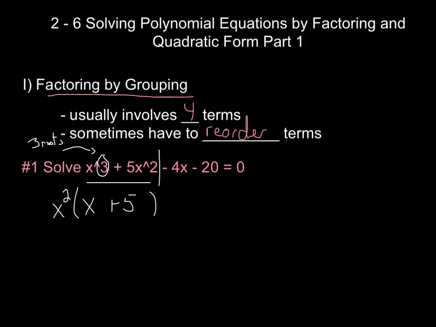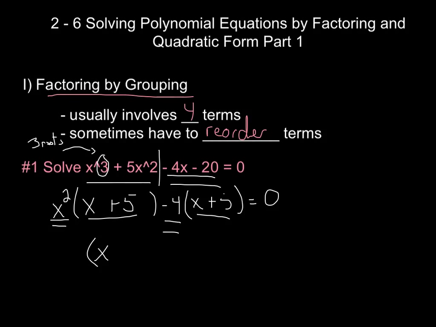Now, if grouping works, then when you look at the second side and you pull the GCF out, which is negative 4, you'll be left with another x plus 5. If you can make it so that this factor and this factor are the same, then grouping worked. Then what you can do is undistribute the x plus 5 and rewrite this as a product of 2 factors. X squared minus 4 and x plus 5 go together.